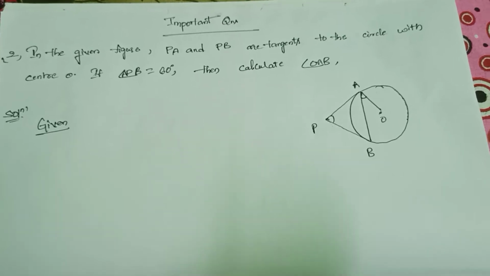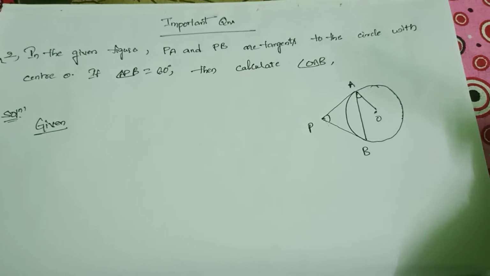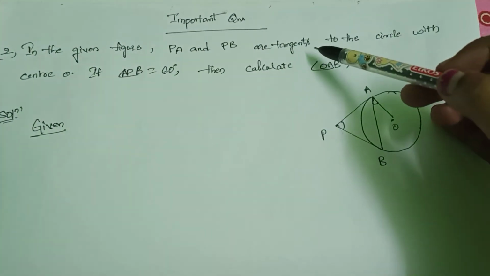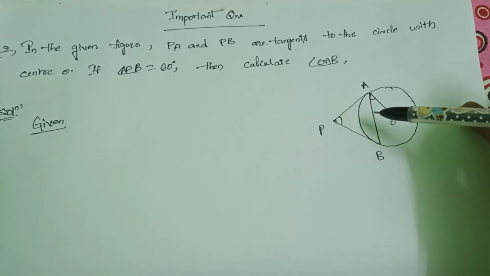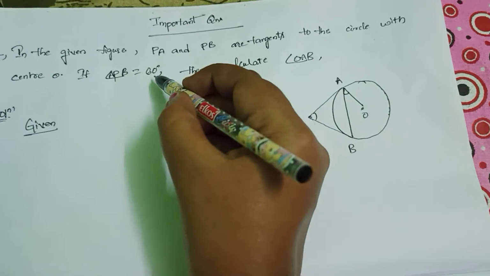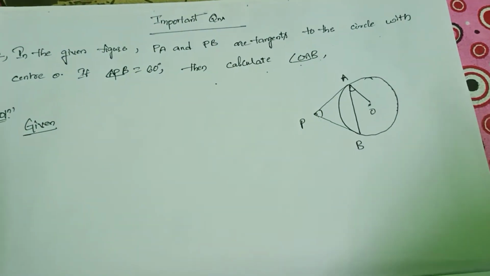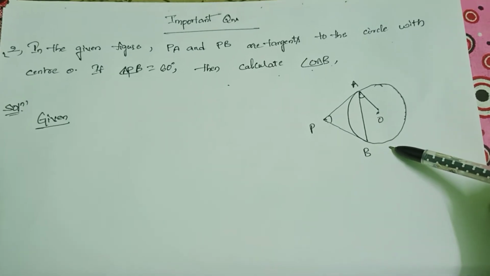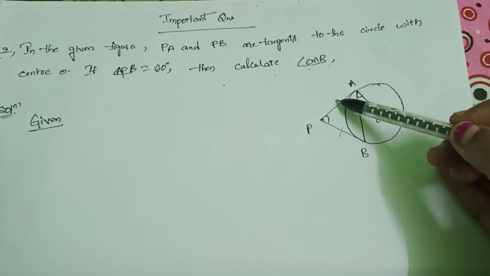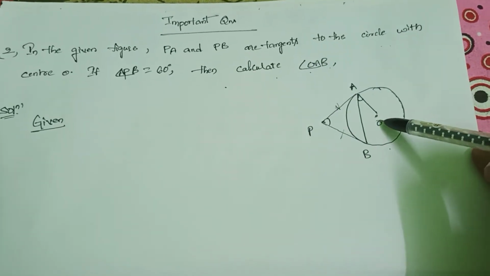Let's discuss the second question in important questions. In the given figure, PA and PB are tangents to the circle with center O. If angle APB equals 60 degrees, then calculate angle AOB. Okay, this is the given figure. Here given PA and PB are tangents to the circle with center O.